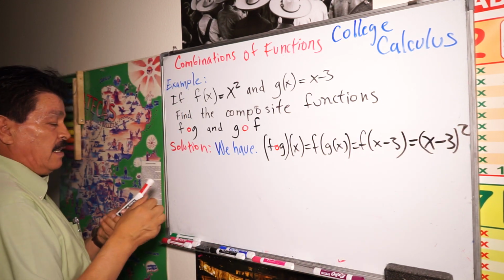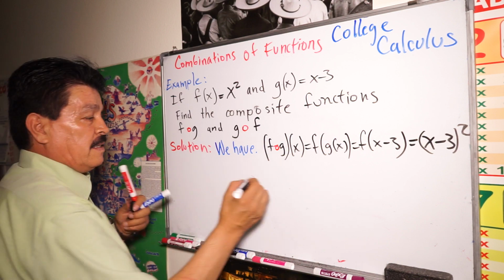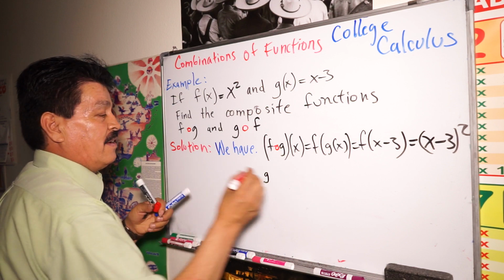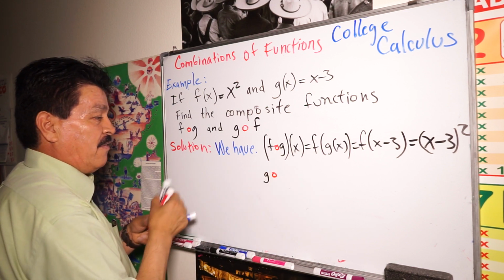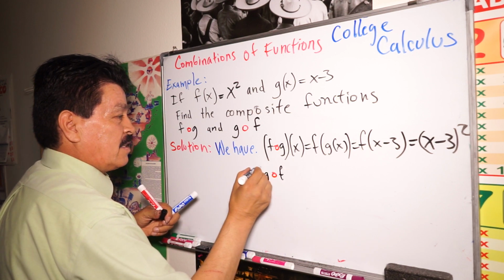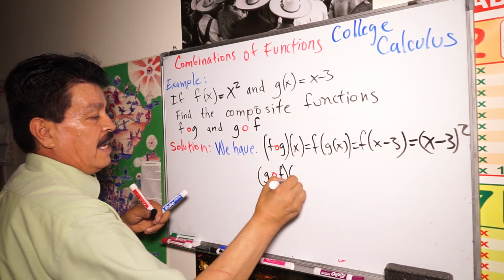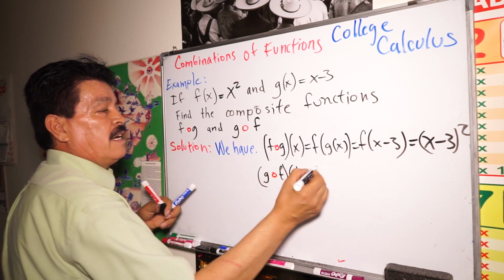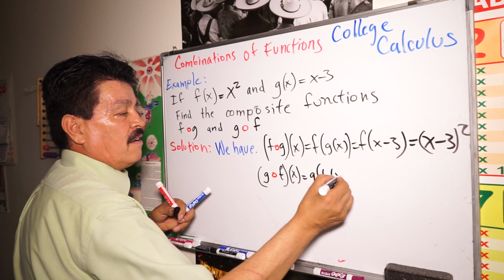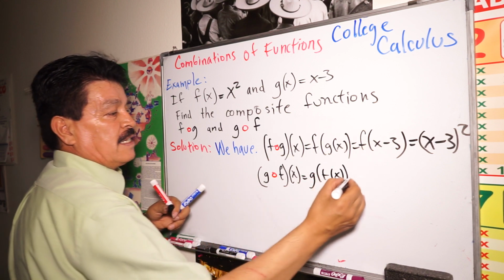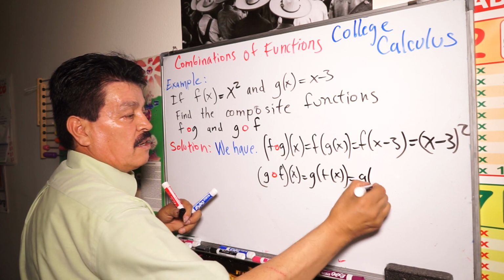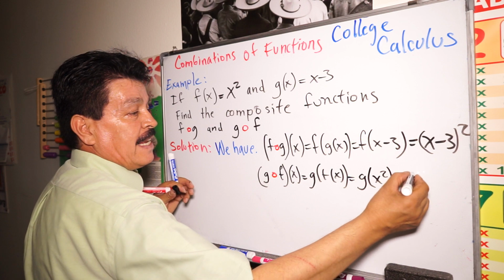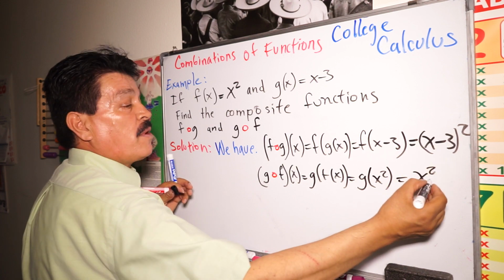So then the composition g and f of x equals g, look at this, g of f of x, which equals g of x to the second power, which equals x to the second power minus 3.